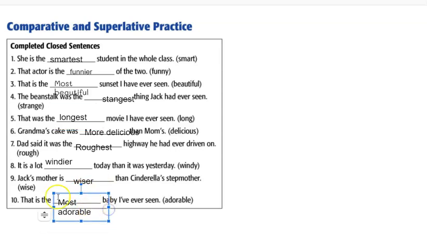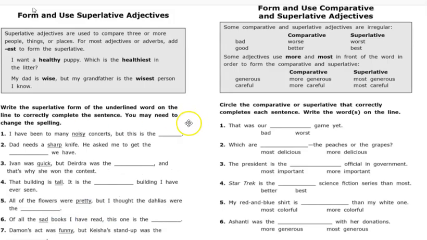Okay. So hopefully you're able to follow along with me. Now you have 2 pages that look like this. All right. So we've already done the word noisy, so you should be able to figure out what goes in here. I have been to many noisy concerts, but this is the noisiest. Dad needs a sharp knife. He asked me to get the sharpest one we have. Ivan was quick, but Deirdre was the blank, and that's why she won the contest. So Ivan was quick, but Deirdre was the quickest.